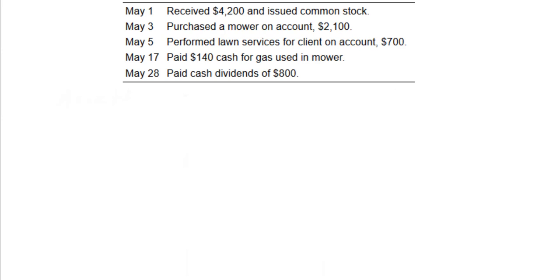Okay, so let's analyze these transactions listed here. Remember, in accounting, a transaction is any event that has a direct effect on the accounting equation. So liabilities will be increased or decreased, assets will be increased or decreased, equity will be increased or decreased. It really needs to result in something. You have to have a receipt.